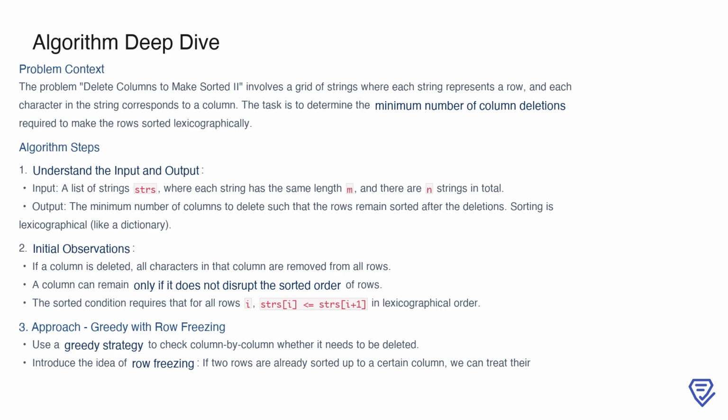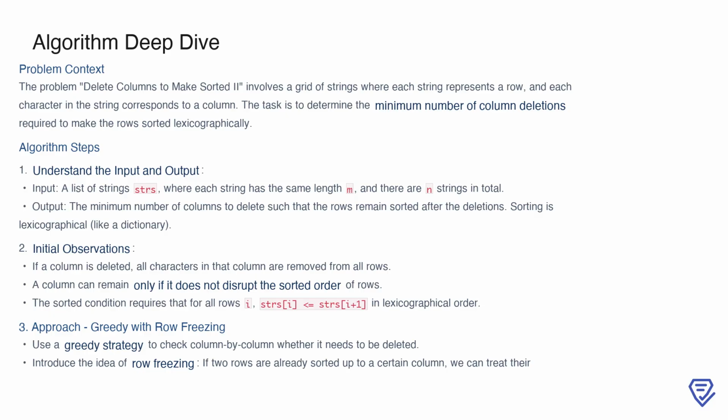To approach this, we first need to understand the input and output clearly. The input is a list of strings of equal length, and the output is the minimum number of columns to delete to maintain this sorted order. A key observation here is that deleting a column removes all characters in that column across all rows.